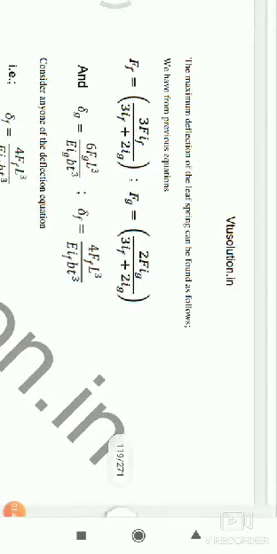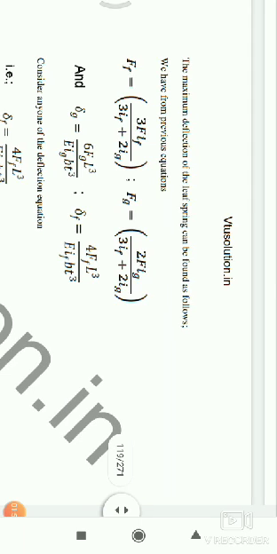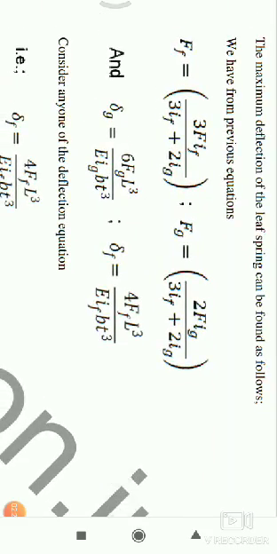From previous equations we know that Ff equals 3 Ff Ig divided by (3If plus 2Ig), and Fg equals 2 Ff Ig divided by (3If plus 2Ig). This is the equation for the force absorbed by the full length leaves and the force absorbed by the graduated leaves. Also we know the deflection in graduated leaves, delta g, is 6 Fg L cube divided by E Ig b t cube, and delta f equals 4 Ff L cube divided by E If b t cube. These were the previous equations.